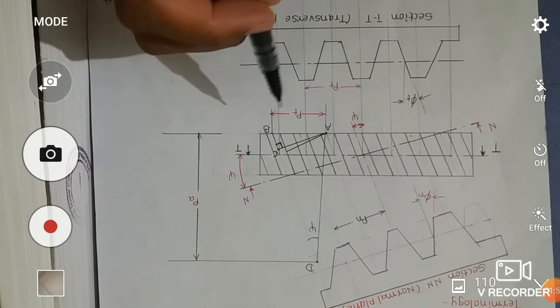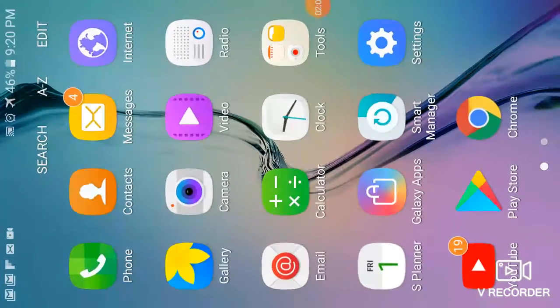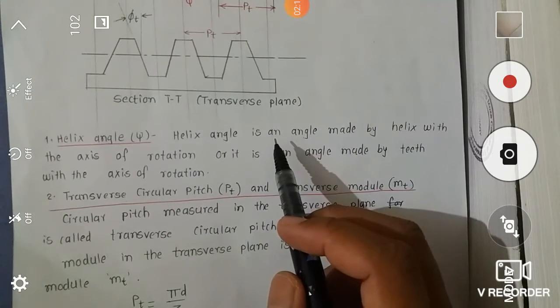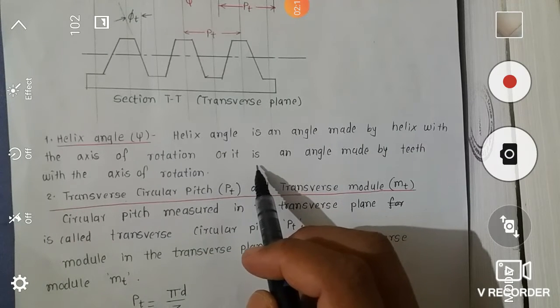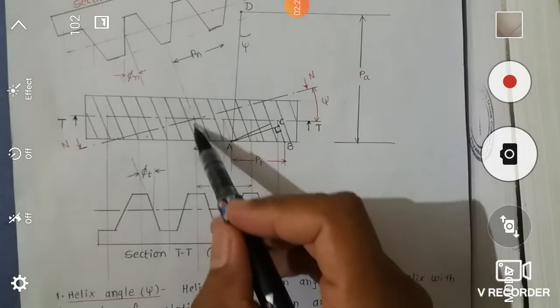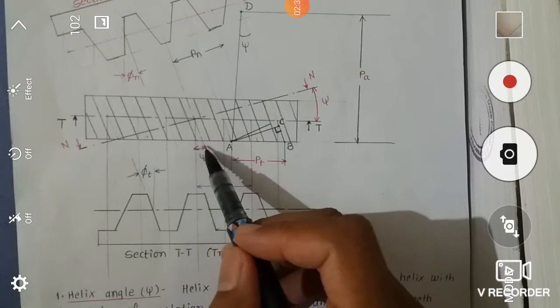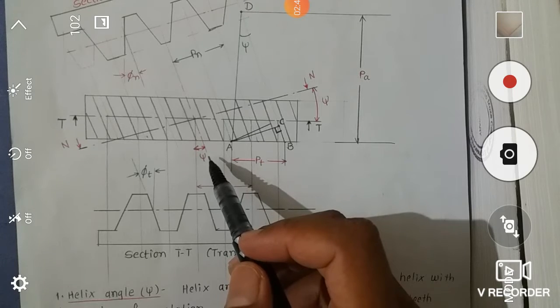Now we discuss the terminology. The first term is helix angle. Helix angle is indicated with the symbol psi. Helix angle is the angle made by the helix with the axis of rotation, or the angle made by teeth with the axis of rotation. So if we observe this diagram, this is the helix and this line is parallel to the axis of the gear. The angle between these two lines is indicated with the symbol psi, and this angle is called the helix angle.